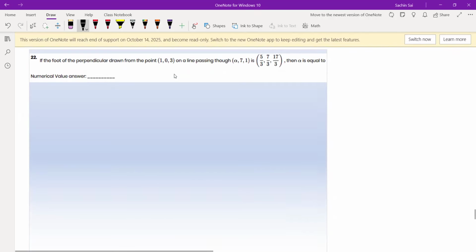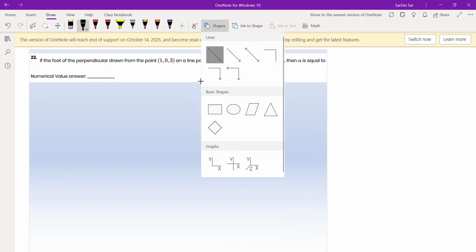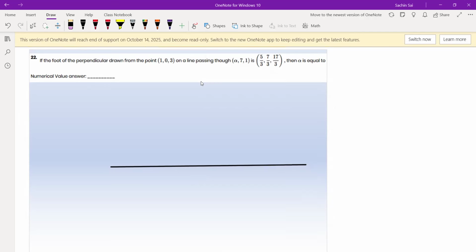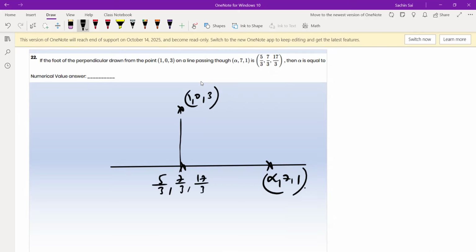Question 22 is again similar to something we did earlier, right? Foot of the perpendicular. So you have a line passing through alpha comma 7 comma 1. From some point 1 comma 0 comma 3, a perpendicular is dropped. And this point's coordinates are 5 by 3, 7 by 3, 17 by 3, right? So let's call these points A, B, C. So it is clear that the angle at B is 90 degrees, which means the vectors AB bar and BC bar are perpendicular. That means AB bar dot BC bar is 0. So if you apply that condition, you will get the value of alpha.